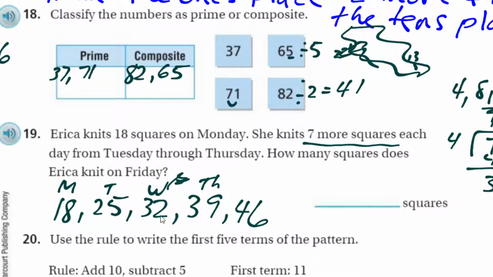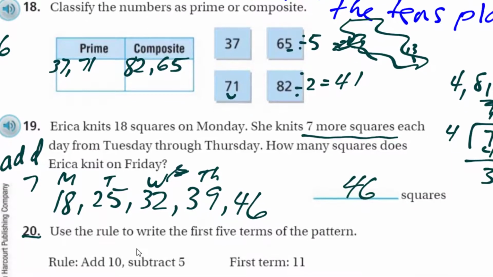So how many squares does, so I'm assuming this pattern is going to continue. How many squares does Erica knit on Friday? Yeah, so there you go, 46. It's just like that add rule. The add 7 rule, okay? And this is what this is. Look, yeah, there it is, number 20.